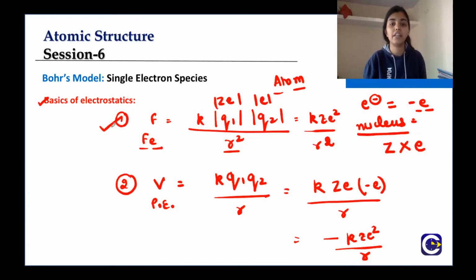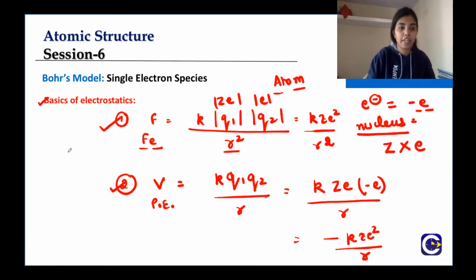Nucleus and the electron that we are taking in our system. Based upon these two formulas, we will be deriving what? The radius, or the distance of the orbit. What is the radius of the orbit? Basically, the distance of the orbit from the nucleus in which the electron is present.